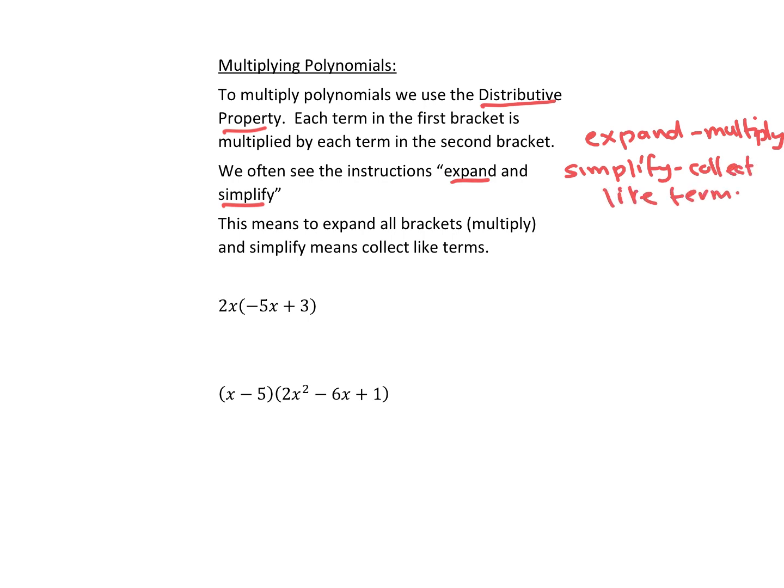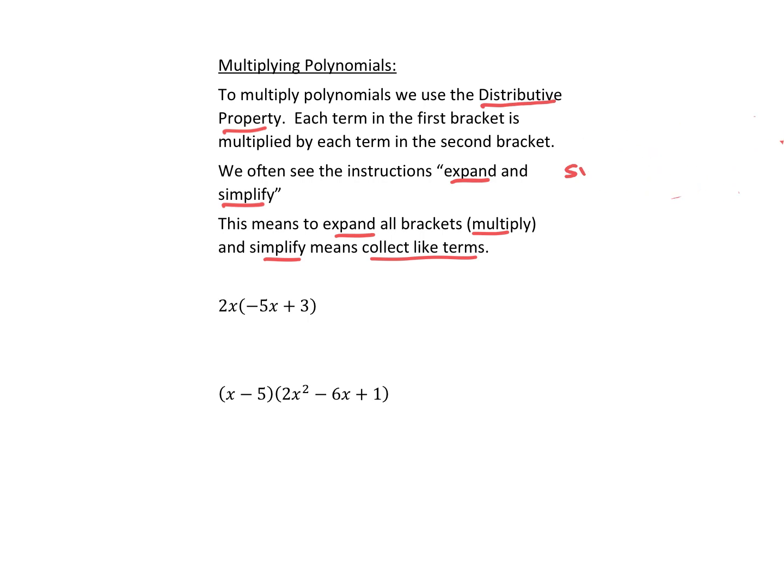And simplify means to simplify it by collecting like terms. So when we see expand, it is assumed that we will always collect like terms even if it doesn't tell us to. Okay, so expand means multiply, simplify means collect like terms. Okay, so here we have a bracket and we have a 2x in front of that bracket. Because there is no sign between 2x and the bracket, I don't see a plus and I don't see a minus, that means it is multiplying. So we want to multiply the 2x by each term in that bracket.